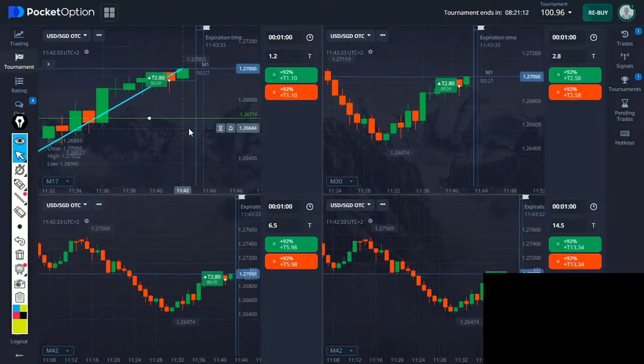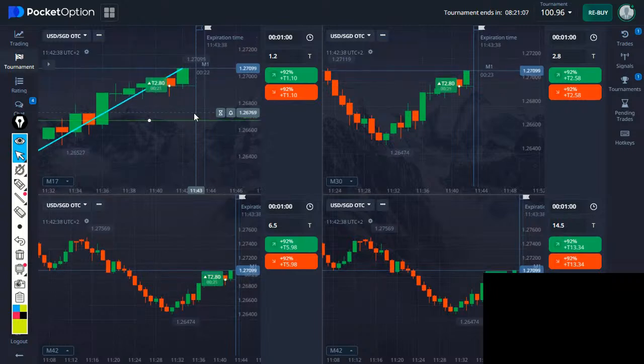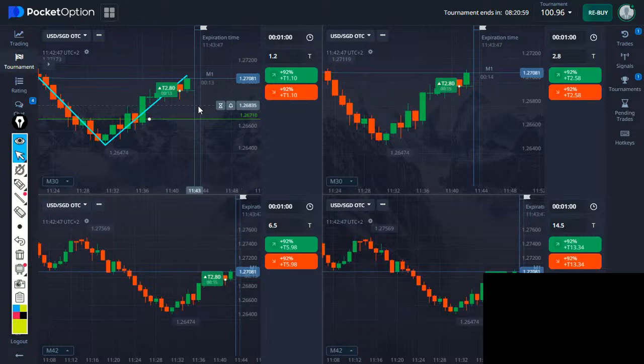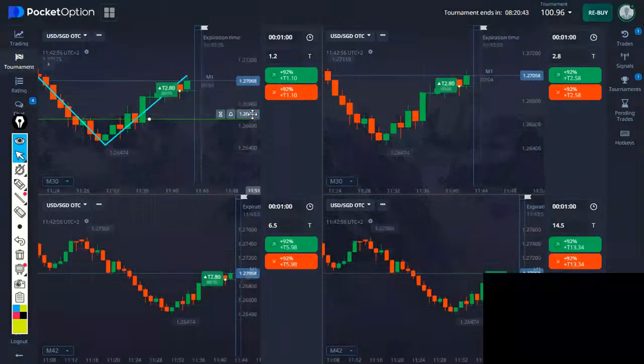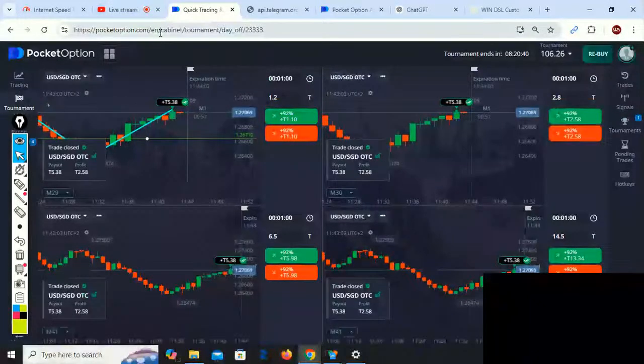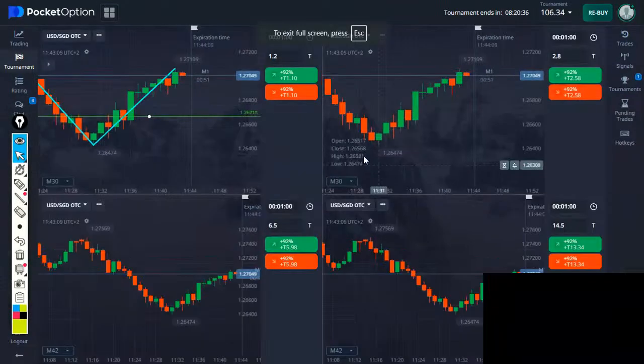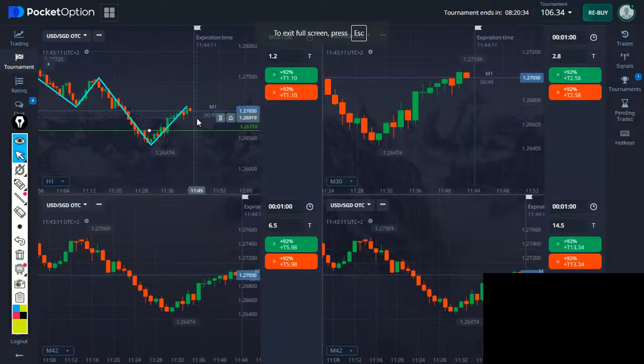This one is going to be a beautiful push. Amazing. Let's see if it's going to keep on going up. Okay, beautiful. We got ourselves a win.